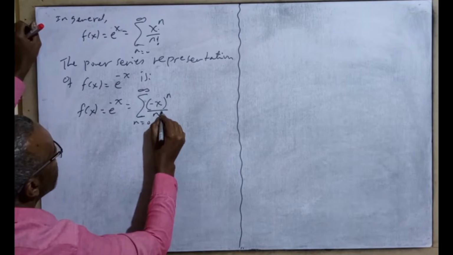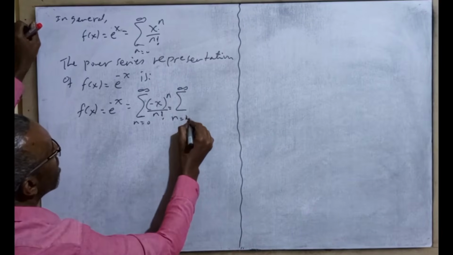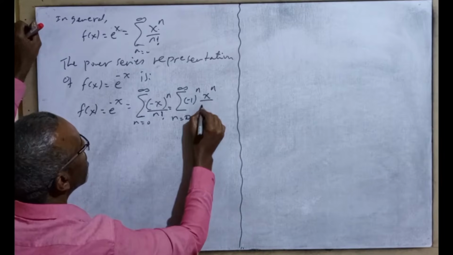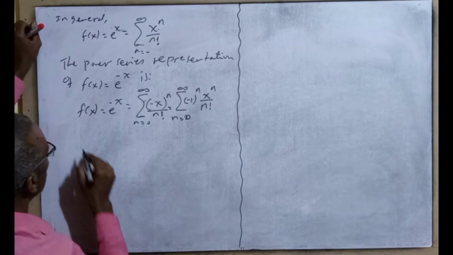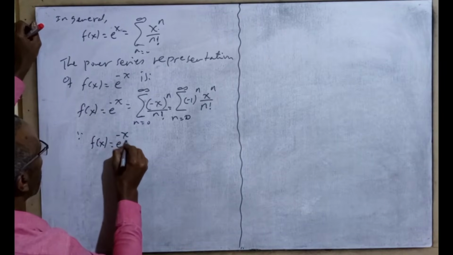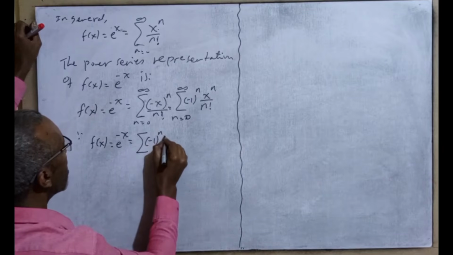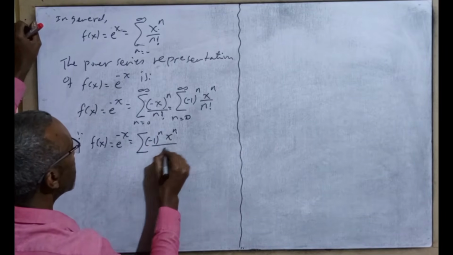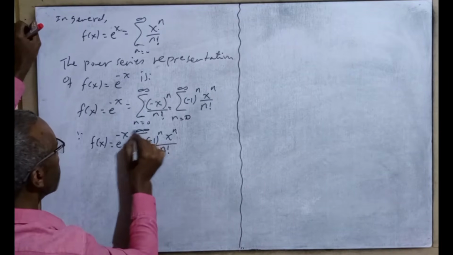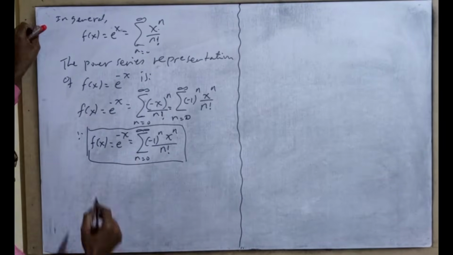over n factorial. This is the sum of n from 0 to positive infinity of -1 raised to n, x raised to n over n factorial. Therefore f of x is equal to e to the power of minus x, as a power series representation, is -1 raised to n x raised to n over n factorial, where n is from 0 to positive infinity. This is the power series representation of f of x is equal to e to the power of minus x.